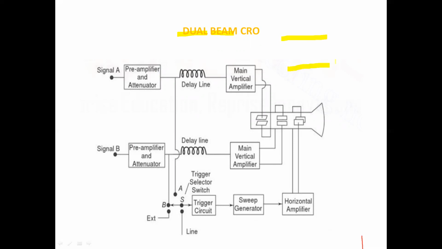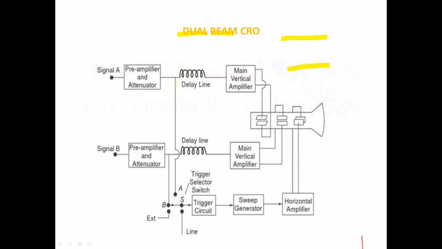In the basic block diagram of CRO, it generates only a single electron beam. But if it generates two completely separate electron beams, then it is called a dual beam CRO. So to generate this dual beam CRO, what modifications do we make to the basic CRO?